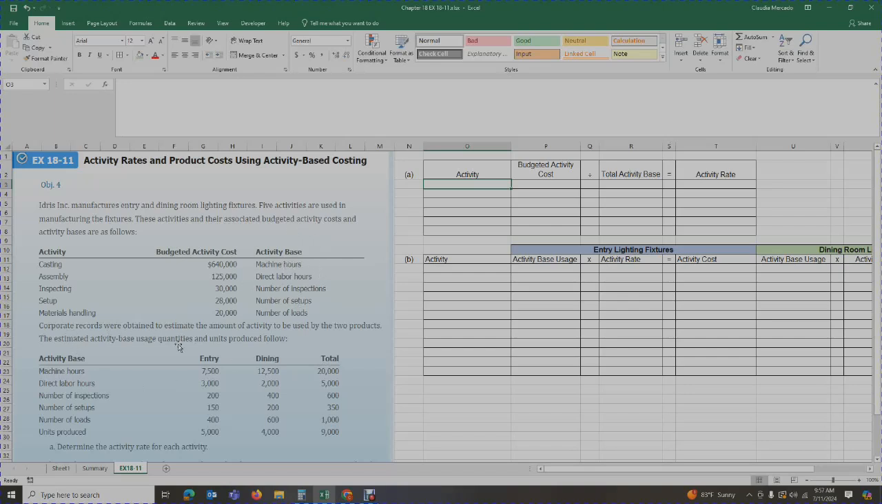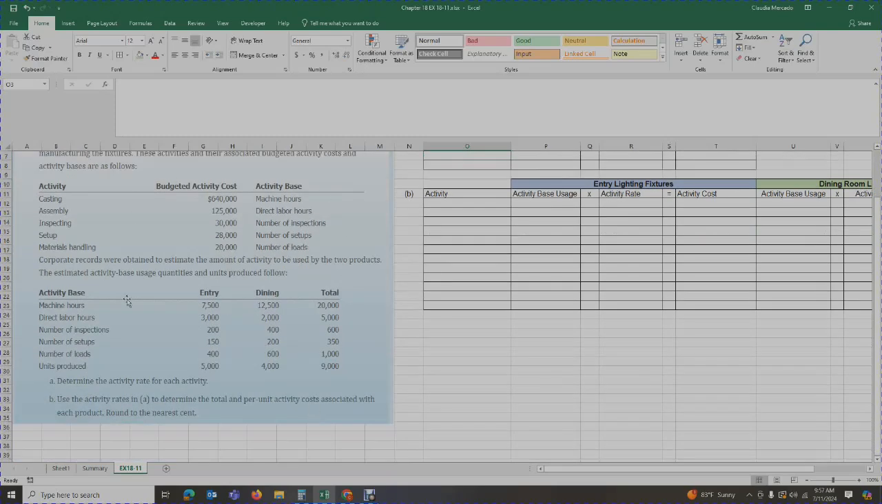Corporate records were obtained to estimate the amounts of activity to be used by the two products. The estimated activity-base usage quantities and units produced are as follows. So they give you the activity base for both the entry and the dining room lighting fixture. They give you a breakdown by each and then a total. Using all of that information provided, we are to determine the activity rate for each activity. And we're going to use the activity rates to determine the total and per unit activity costs associated with each of the products. We're going to round to the nearest cent.